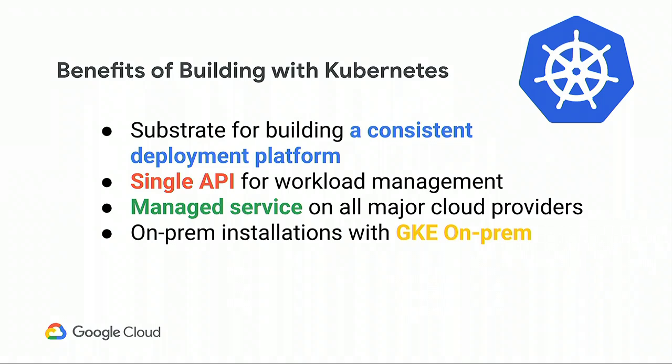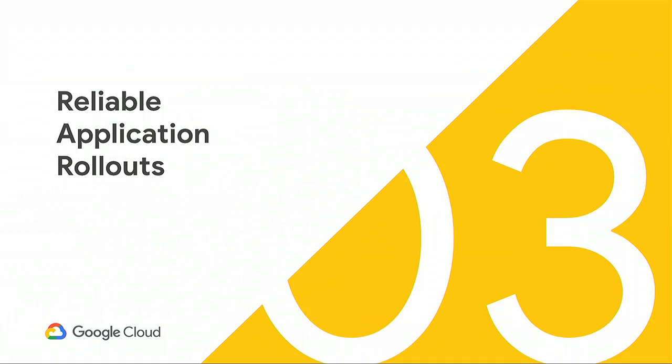Finally, this Kubernetes API is available as a managed service across all of the cloud providers. Right? So you can instantiate Kubernetes clusters in each of them and even instantiate them on-prem with GKE on-prem. So now you have this one workload API that you can point your deployment tools at to build your platform. So now we've built this platform. We have this abstraction for deploying to Kubernetes.